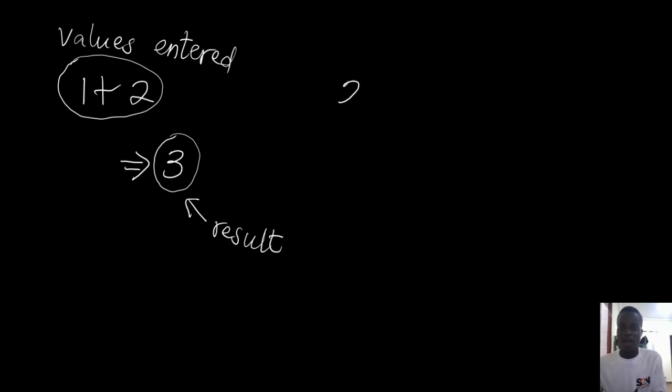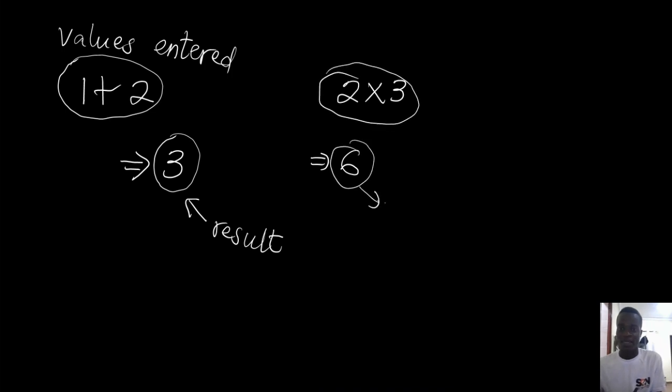Or let's say we clear everything in the calculator, and we do 2 times 3. The output that we'll have is what? 6, right? So these are simple values that we use. The entered values are this one, and this is the result again for this second case.